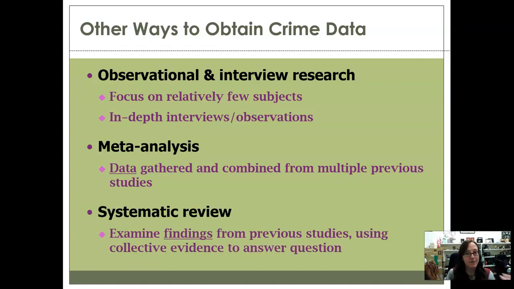Compare that to a systematic review. In a systematic review, you're still gathering a whole bunch of previous studies that have looked at the same topic, but now you're just looking at their findings. So you might say, well, 5 studies found a positive relationship and 1 study found no relationship. So overall, there seems to be a positive relationship between these two variables. You're not looking at the numbers, you're just looking at the overall findings.